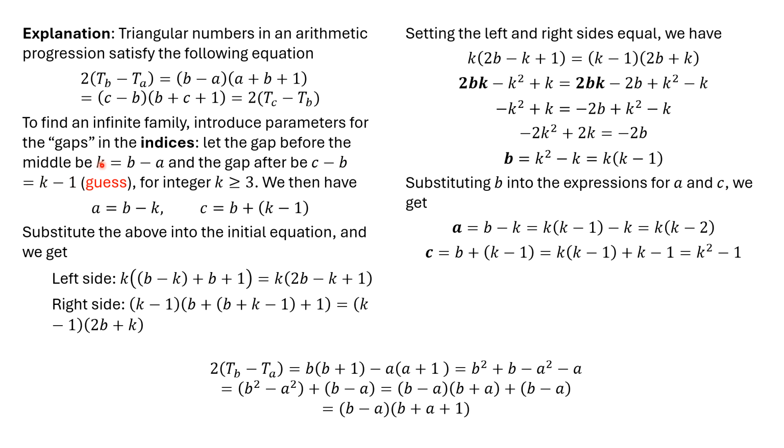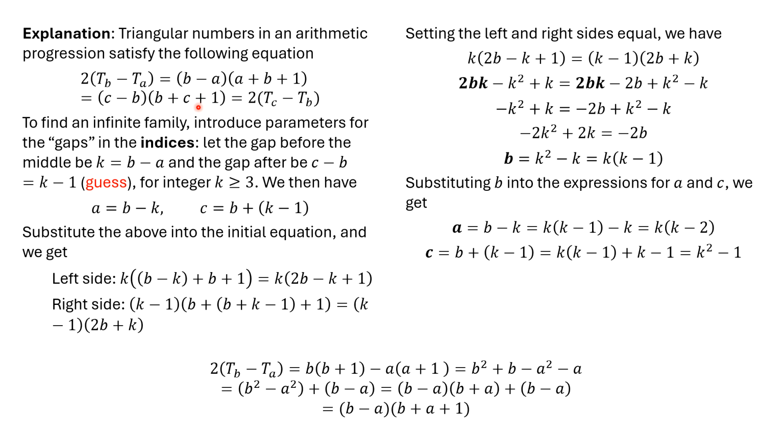We're assuming the gap here is k, and then it's just one less between t sub b and t sub c. And if this guess is wrong, we'll get a contradiction in our computations, but it turns out it's not wrong. The guess actually does work. So, rewriting this slightly, we have a equals b minus k, and we have c equals b plus k minus 1. Okay, so that's just from our guess here. And then we substitute these values in for a and c in this equation up here.